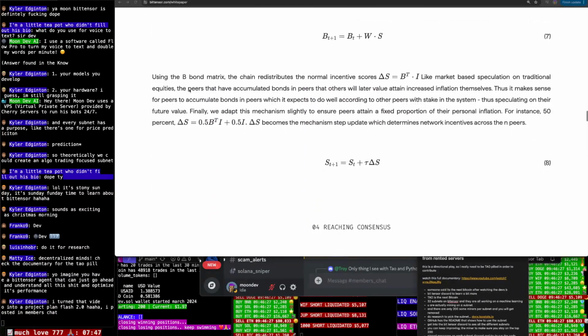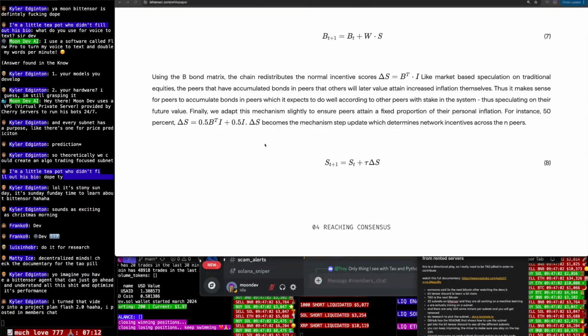connected to. Using the B bond matrix, the chain redistributes the normal incentive scores like market-based speculation on traditional equities. The peers that have accumulated bonds in peers that others will later value attain increased inflation themselves. Thus, it makes sense for peers to accumulate bonds in peers which they expect to do well, according to other peers with stake in the system, thus speculating on their future value.